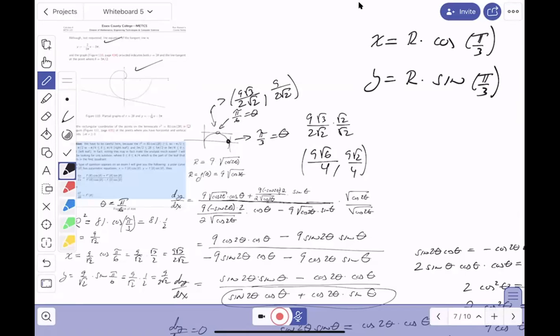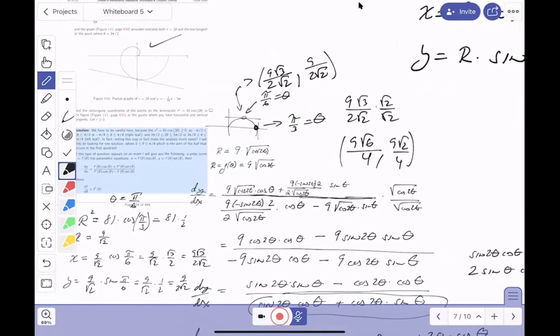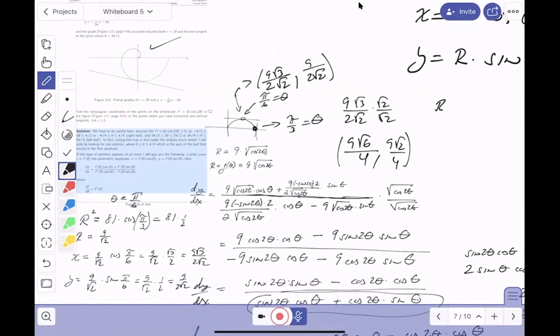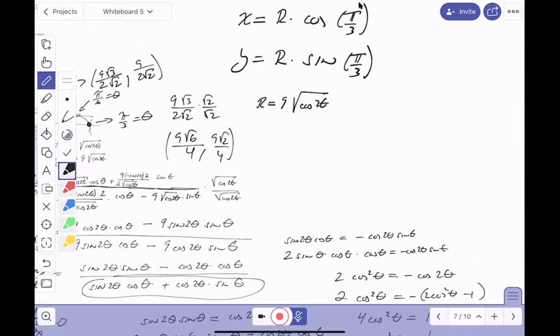All right, so let's see if we can do that. And what's the r again? I've got to remind myself. The r is 81. I'm sorry, not 81. It's 9 root cosine 2 theta. And I want to remind you that theta is pi over 3. So it's going to be 9 root cosine 2 times pi over 3.